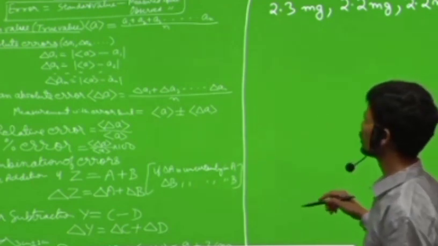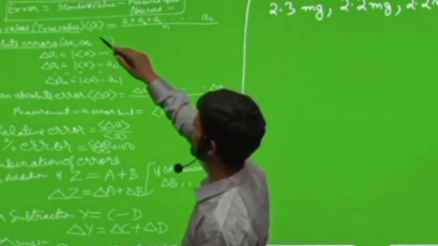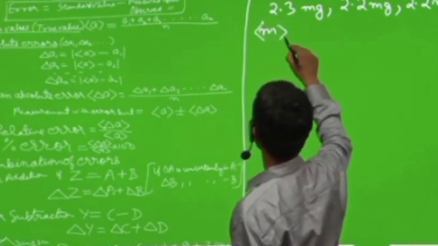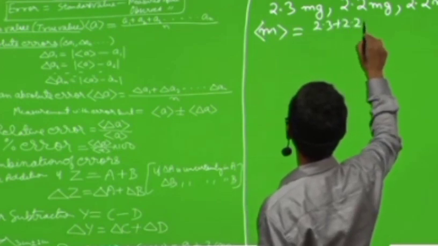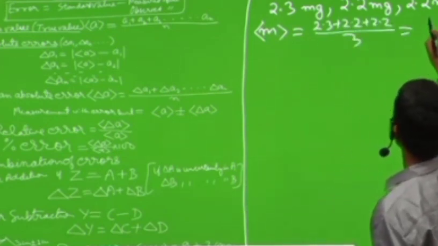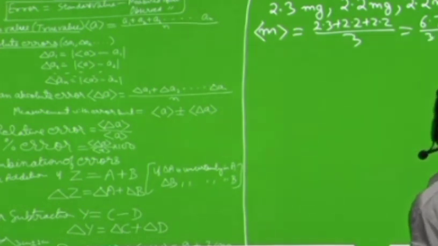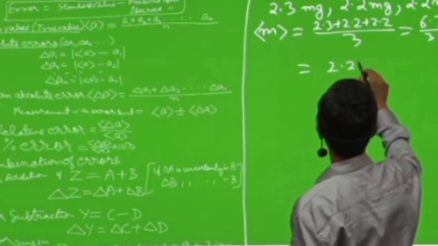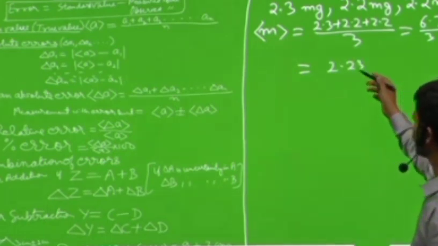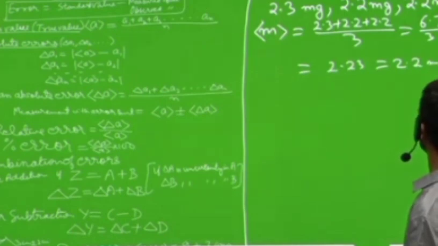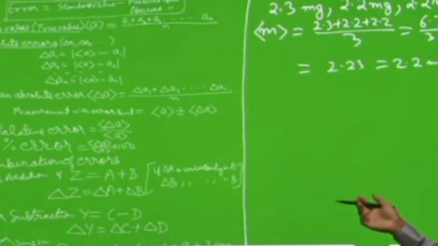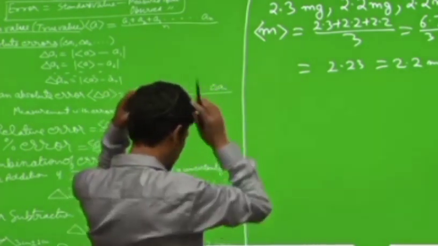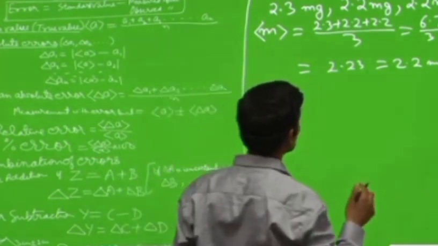Now some people will say that this is the most appropriate answer. Yes, of course. But what we are going to do, first step, we are going to find the true value. These are masses, so I am writing m. So mean of m will be 2.3 plus 2.2 plus 2.2 divided by 3. So it will be 6.7 divided by 3, which gives 2.23. If we round it off, it will give 2.2, which is the obvious result. So rounding off is worth it. It is quite helpful and meaningful.